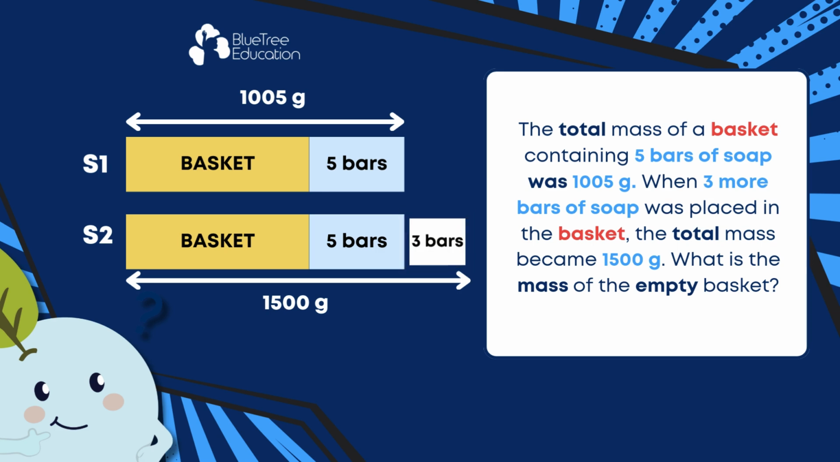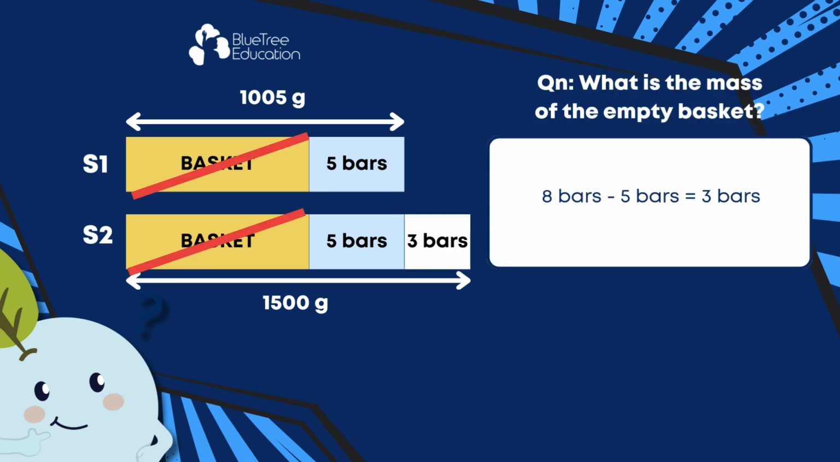So now that your model is completed, let's take a look at the model. For sentence 1, you have 1 basket and 5 bars of soap. Sentence 2, you have 1 basket and 5 plus 3 bars of soap, which is 8 bars of soap. So if you were to minus them off, you can actually minus off the basket because they weigh the same. So after minusing off the basket, you will know that the difference between the bars of soap would be 8 bars for sentence 2 minus 5 bars for sentence 1. And the difference would be 3 bars of soap.